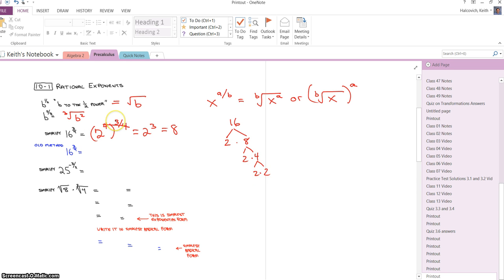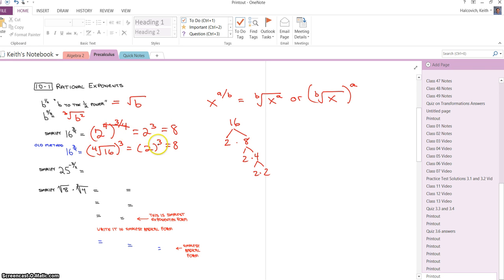The other way, the old method that we would do this, is we would take the 4th root of 16 and raise that to the 3rd power. Well, the 4th root of 16 is 2, and 2 to the 3rd is 8. So there's two ways to do that.